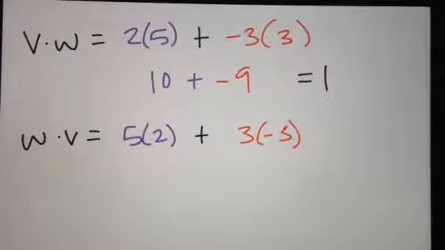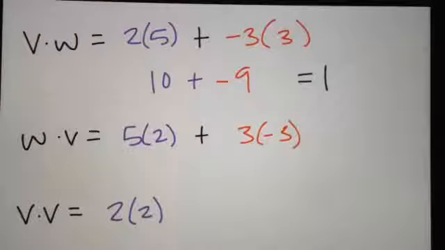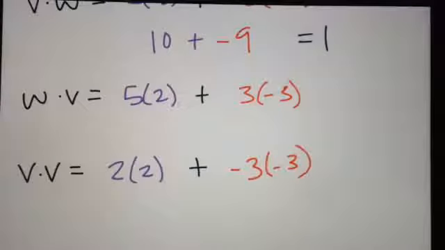Now let's say we wanted to figure out what v dot v was. You're doing the dot product of v with itself, so that would be 2 times 2, and then you would be adding negative 3 times negative 3, and you'll notice that if you multiply those together and then add, 4 plus 9 is 13. And you'll notice that that is actually very similar to the magnitude.